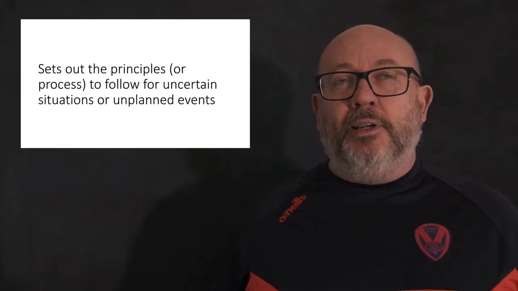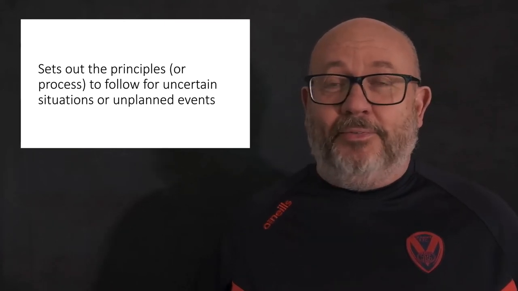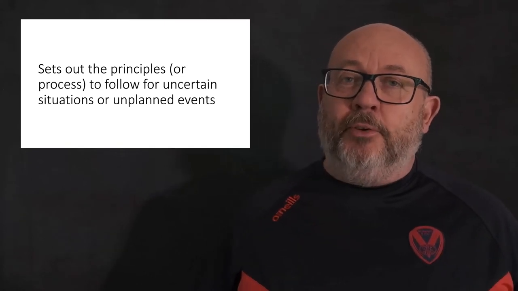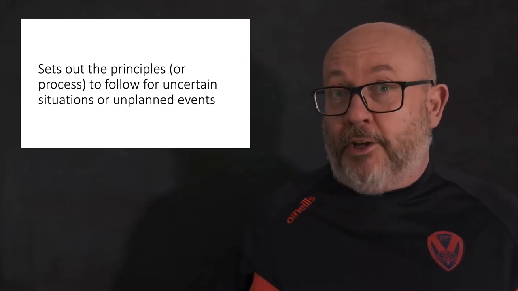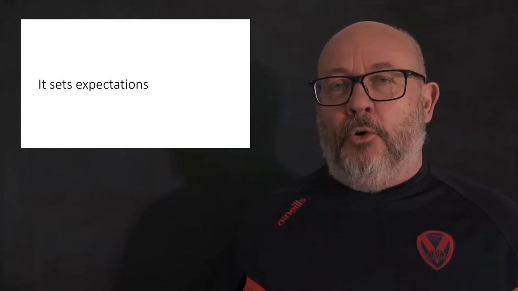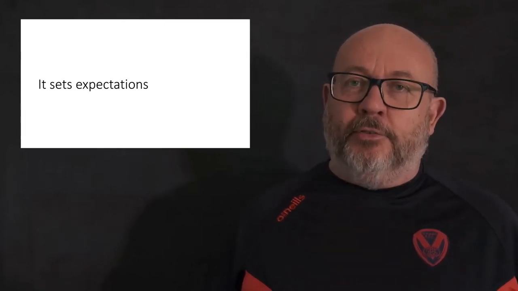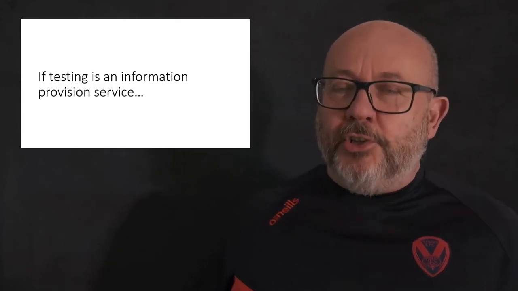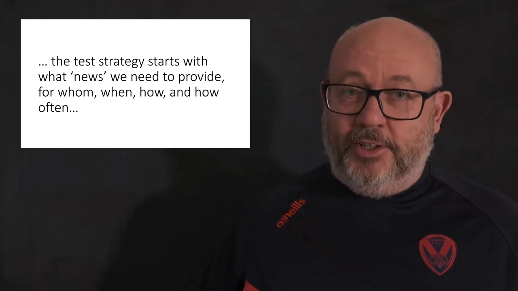Now, of course, there are some things that we can't predict. Unexpected events or the unknowns that we're completely ignorant of so far. We might want to set out some principles that we follow in coming to a decision as to how we approach and tackle the problem of uncertainty or complexity. So what the strategy does is it sets expectations for stakeholders and the rest of the project team who are going to be working towards this idea of delivering a high quality system or service. Now, if testing is an information provision service, the strategy starts with who our stakeholders are and what they need from us to make their decisions.